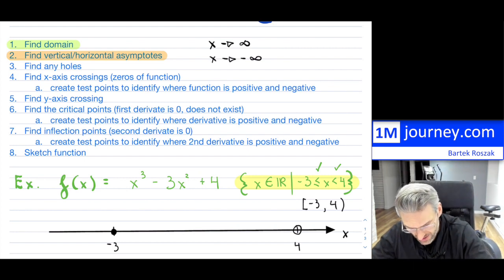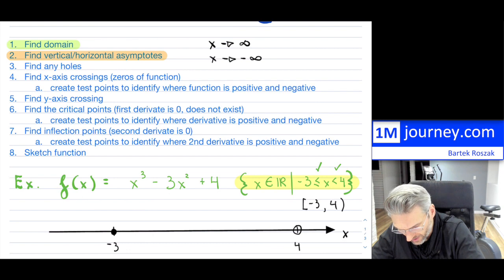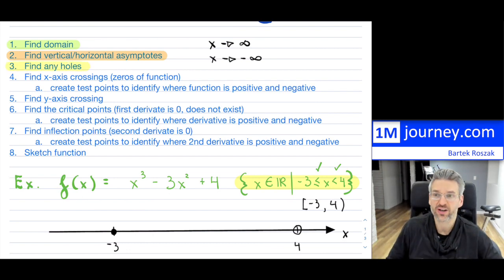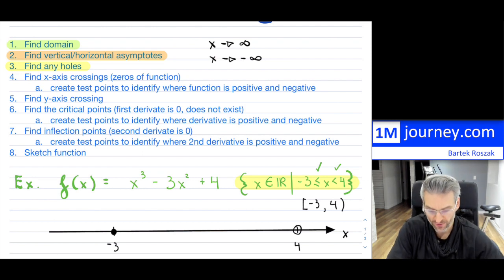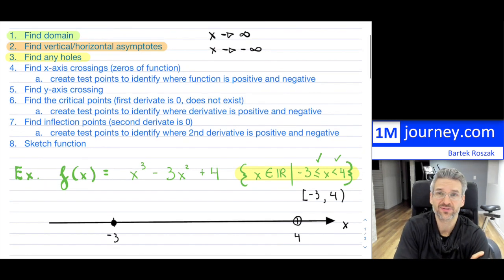The next thing is that you see there, it says find any holes. Now, what are these holes actually? Well, holes, with respect to a function, mean that it's not defined somewhere. But these are for rational functions, once again, not for polynomials. So that's not going to be the case for us in here.